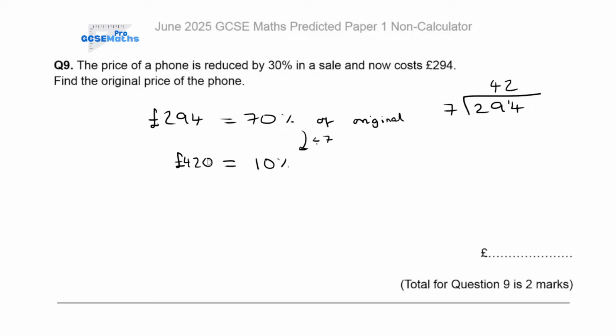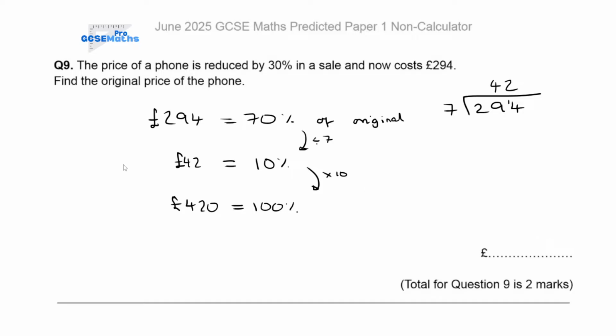And then obviously then I can scale it back up to get 100% by timesing by 10. Oh, no, 42, I've written the answer there. So obviously the answer is the 420. So you should get 420.